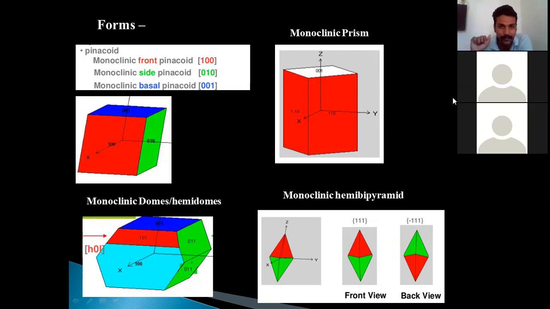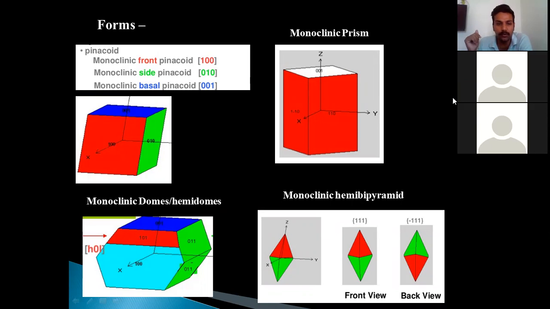And you can see that in the front pinacoid, you have 100 as the Miller index. 100 means only the first axis is intercepting the face, and hence it is 100. In the side pinacoid, only the side axis, meaning the ortho axis, is intercepting the side face, and hence the Miller index is 010, and ultimately the basal pinacoid will have 001. The opposite faces will have a bar on it, like 00 bar 1, 0 bar 1 0, bar 1 00. So you have to go through the Miller indices to understand these notations.